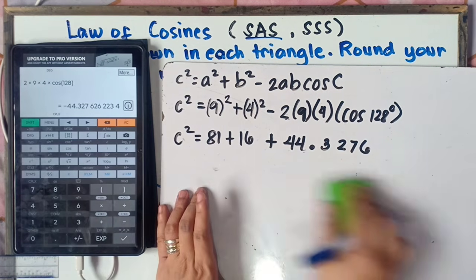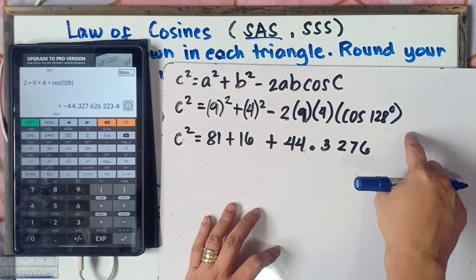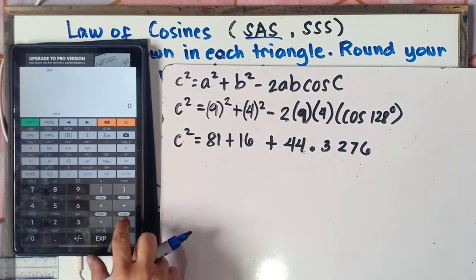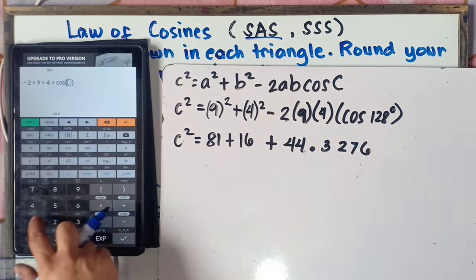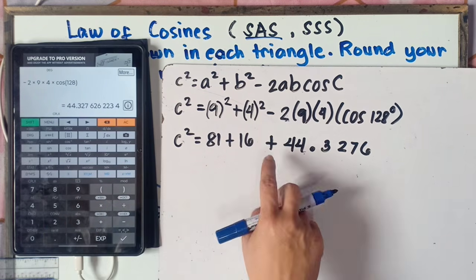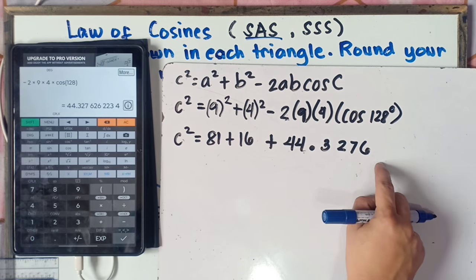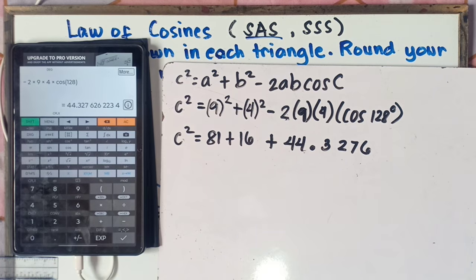Or just simply, don't make things complicated. Simply copy that one on your calculator, and I'm sure, class, you will get this answer. Negative 2 times 9 times 4 times cosine 128, you will get positive 44.32762. After 6, that would be 2. Simply copy 6. Don't make things complicated, class.